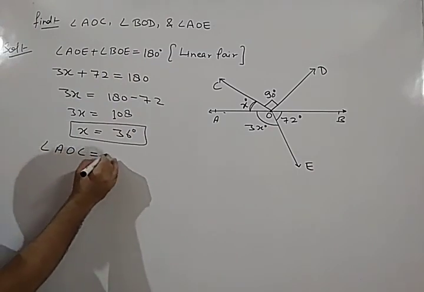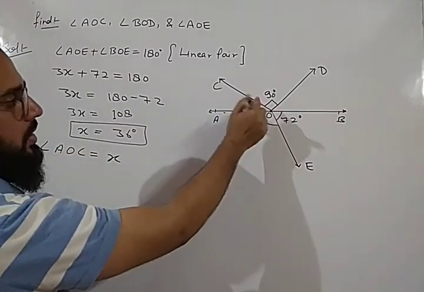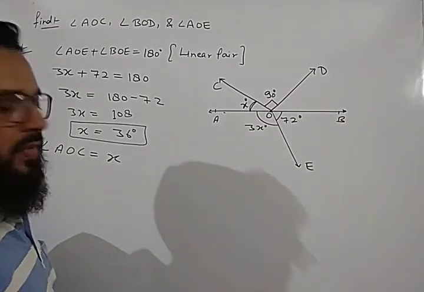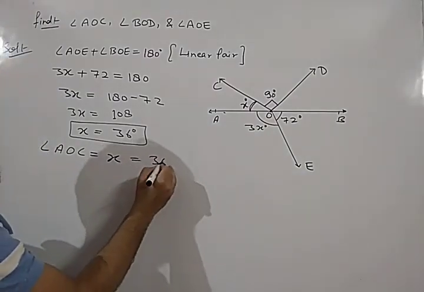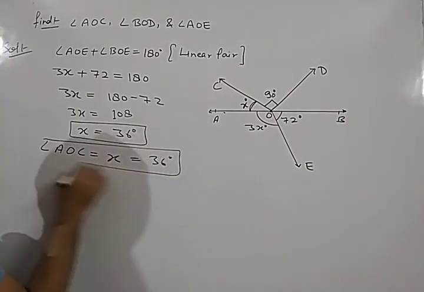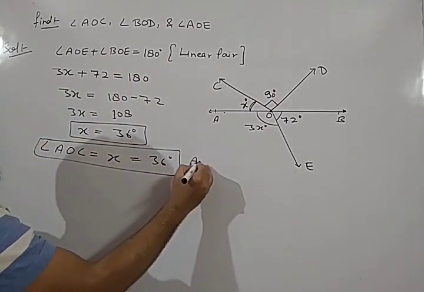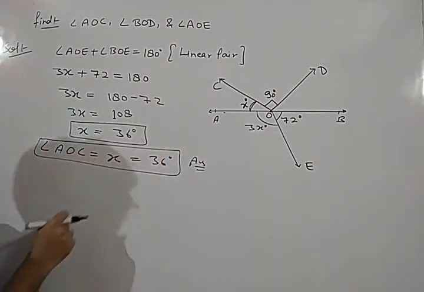Angle AOC is equal to x. This angle AOC is equal to x. It is already given. So what will be its value? It will be 36 degree. So we have got first answer, angle AOC. It is our answer.